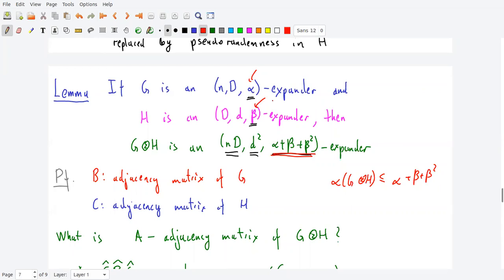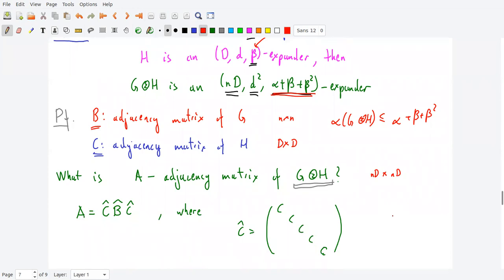As usual in all those proofs, we need to ask ourselves how to understand the zigzag product in terms of algebra, how to express the adjacency matrix of G zigzag H. So let B be the adjacency matrix of G and C be the adjacency matrix of H. B is a square symmetric matrix of dimension n times n, and C is a square matrix of dimension D, capital D times capital D. Then the adjacency matrix of G zigzag H will be a matrix ND times ND, and we need to understand how it looks.